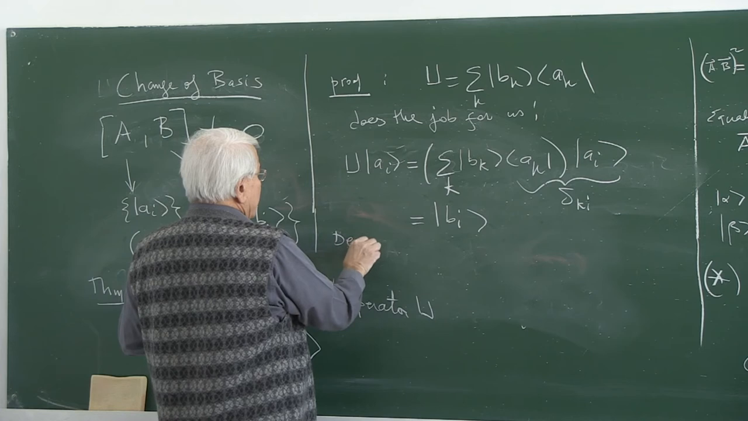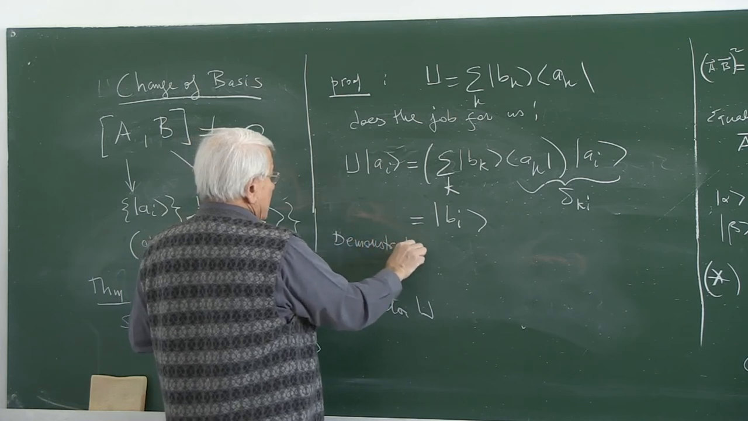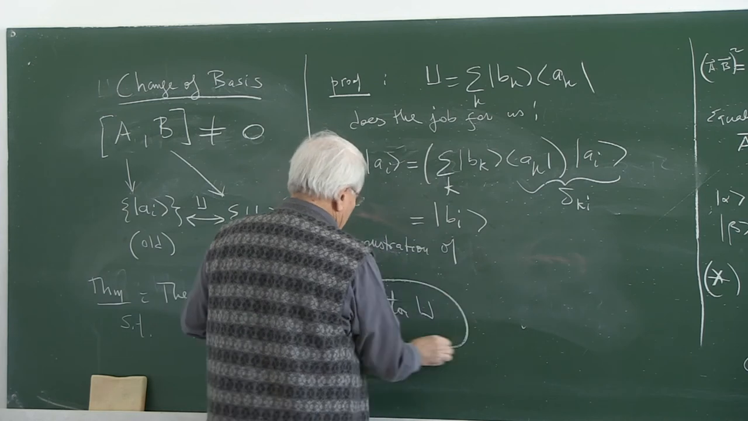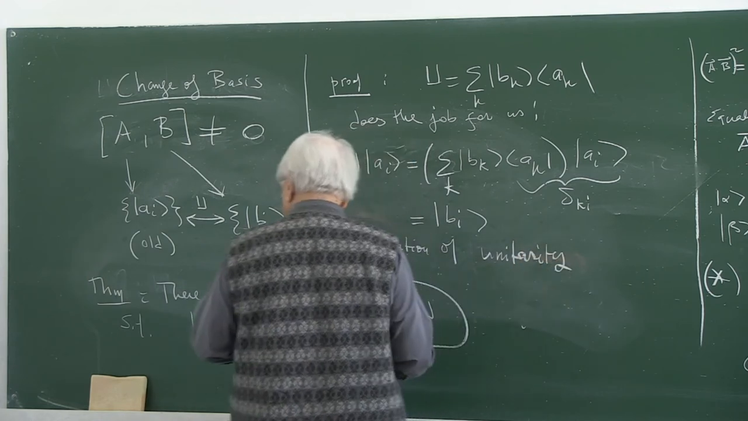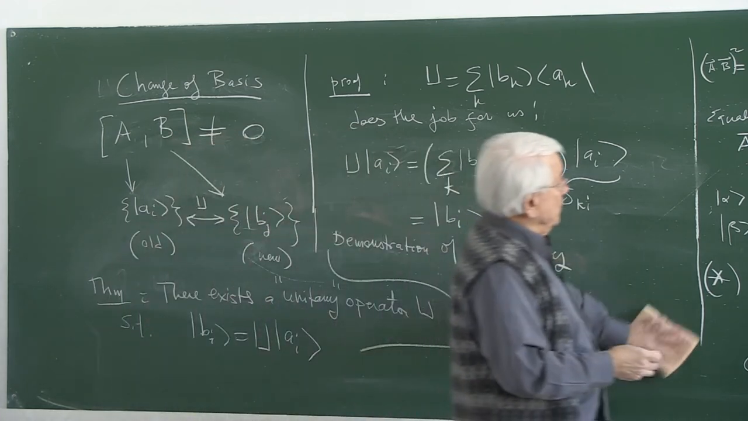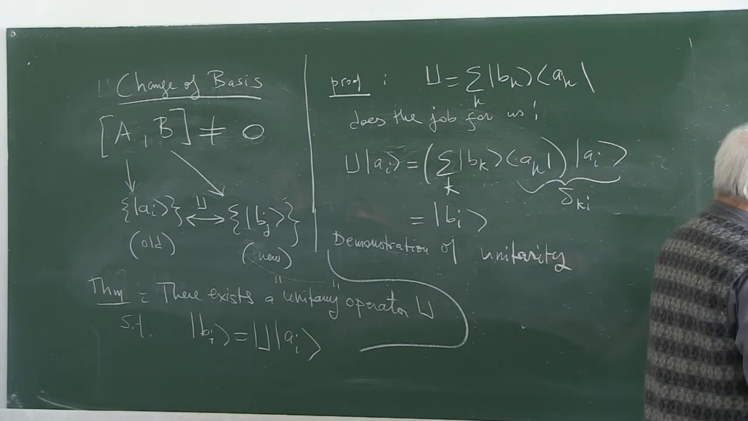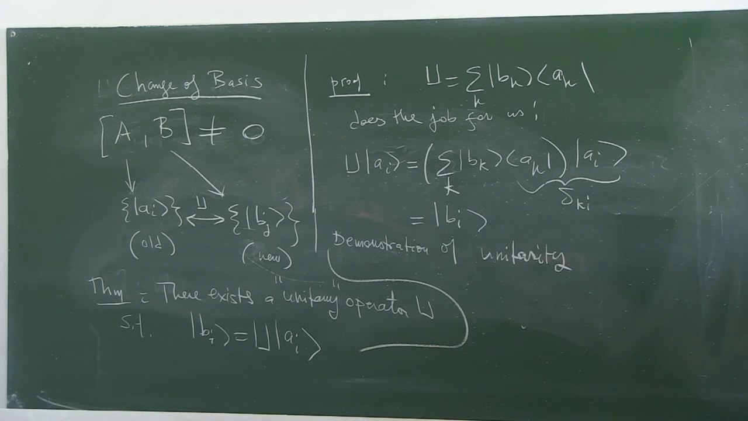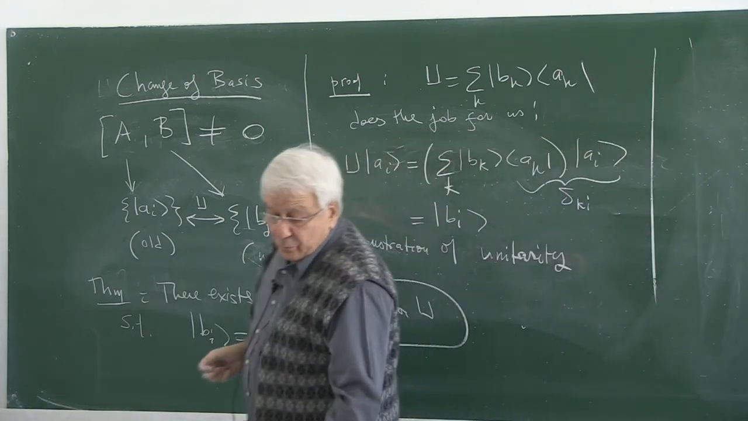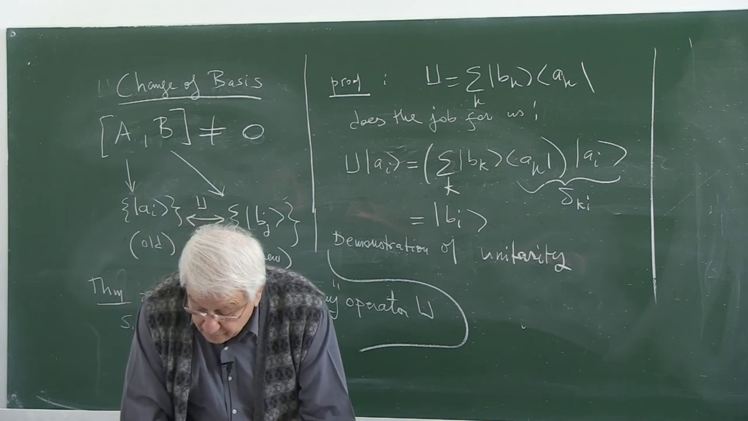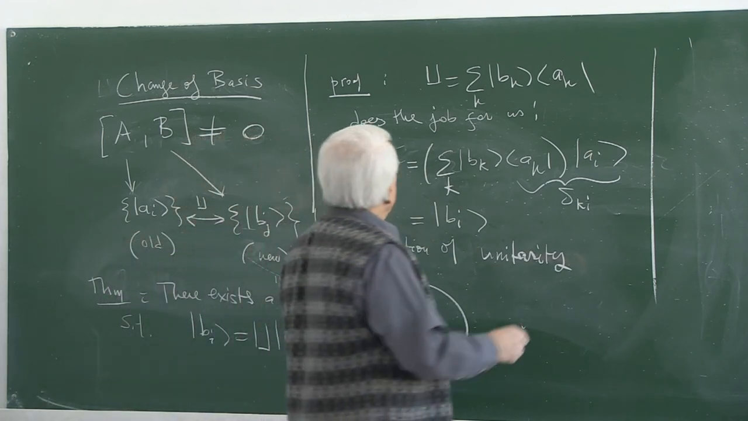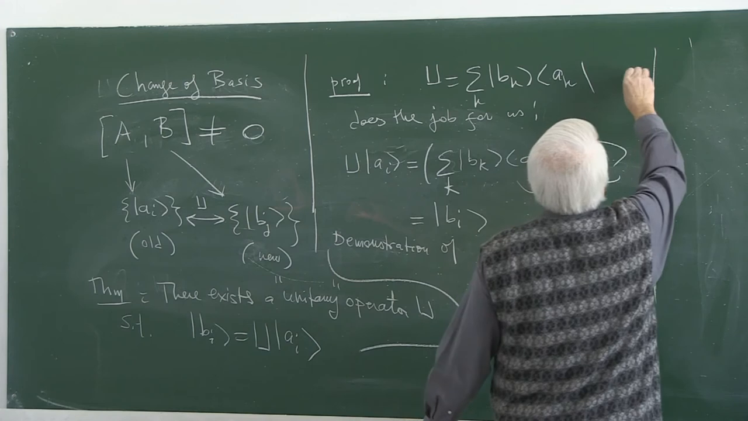The second is the demonstration that U is unitary. Okay, how do we demonstrate that U is unitary? We'll do it in the following manner. We'll take the U and U dagger. By the way, what is U dagger from here?